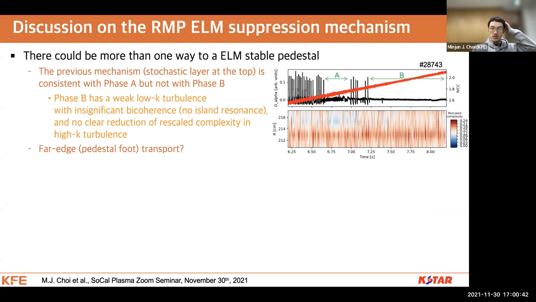Another thing to note is that there could be more than one way to the ELM stable pedestal. Here, the previous mechanism, the stochastic layer at the pedestal, is consistent with phase A shown here, as I explained before. But in phase B, we found that it has weak low K turbulence with an insignificant pi current. So there might be no nonlinear island resonance in phase B. And there's no clear reduction of the rescaled complexity of the high K turbulence in phase B. So the previous mechanism may not be consistent with phase B, but we still obtain the ELM suppression. So there might be another way to reach the stable pedestal, but we don't know yet.